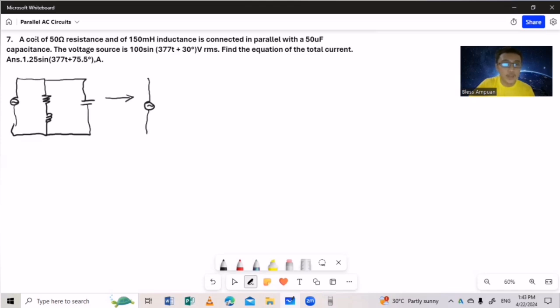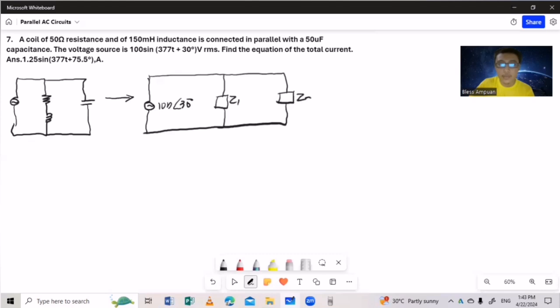our voltage source is 100 at 30 degrees. So our Z sub 1, and then we have our Z sub 2. Basically our Z sub 1 is an RL series circuit, so we could combine them. So first we need to get our X sub L.